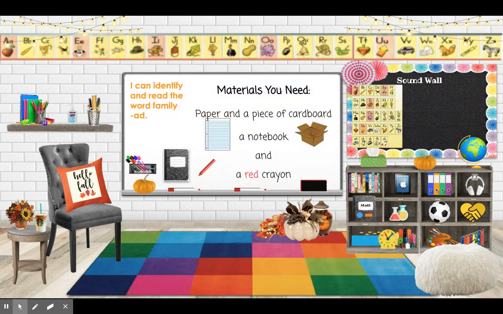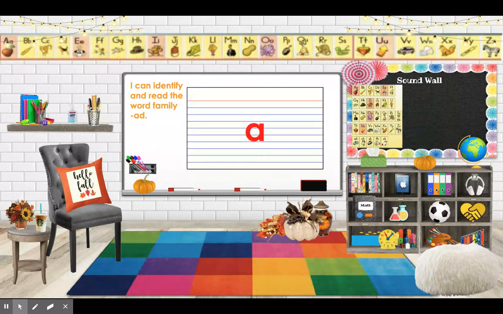Today, the materials you will need are paper, a piece of cardboard to make your writing bumpy, a notebook, and a red crayon. Today's objective is I can identify and read the word family add. But let's look back at our trick words and review.